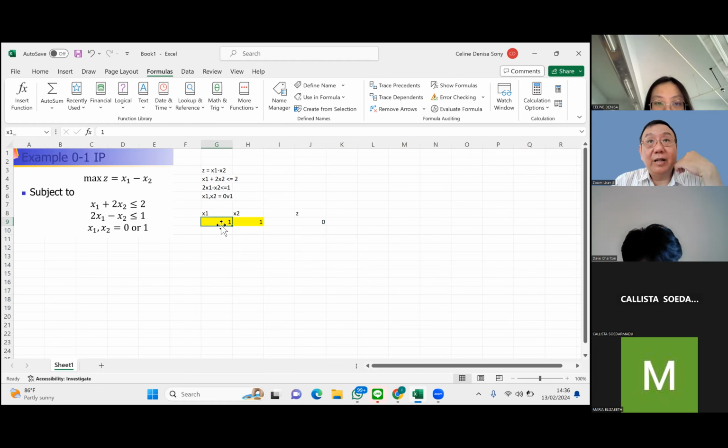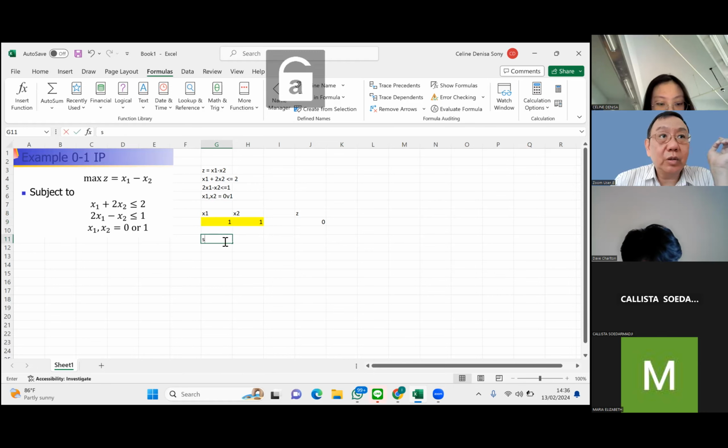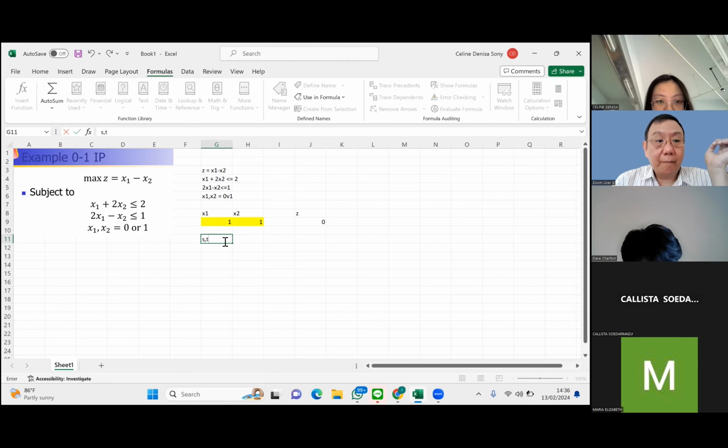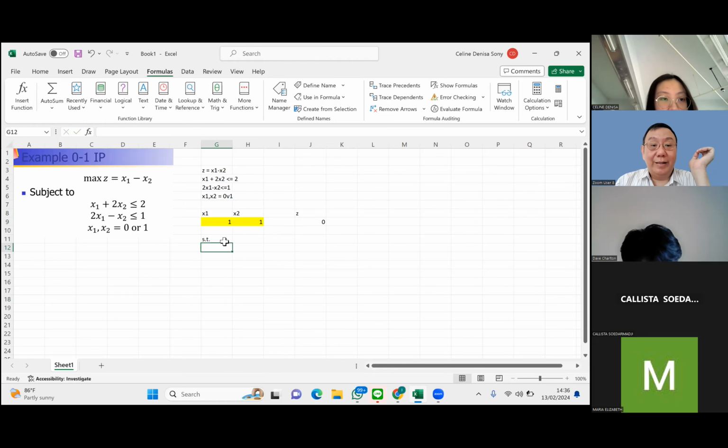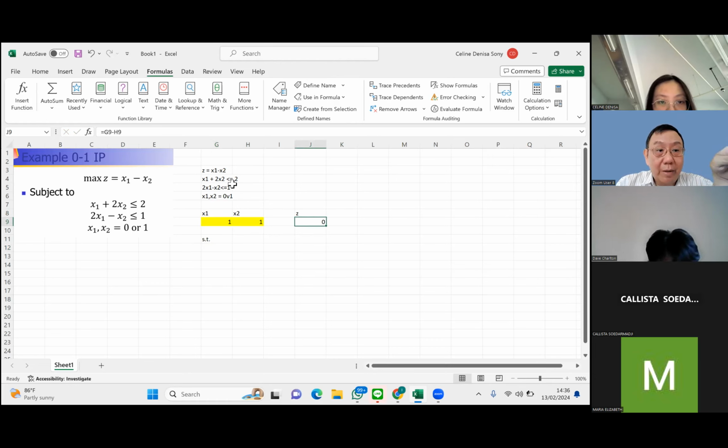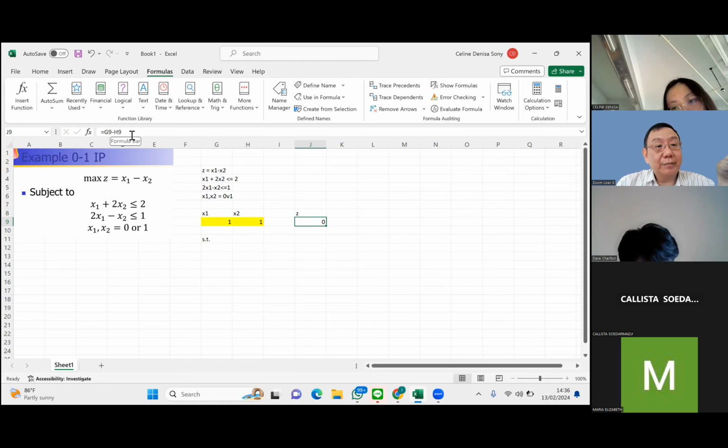Next, you define the objective, right? So which one is yours? Celine is 01 IP, is that correct? Okay, so define Z. Where is the Z? This one is x1 minus x2. So you just equal G9 minus H9.